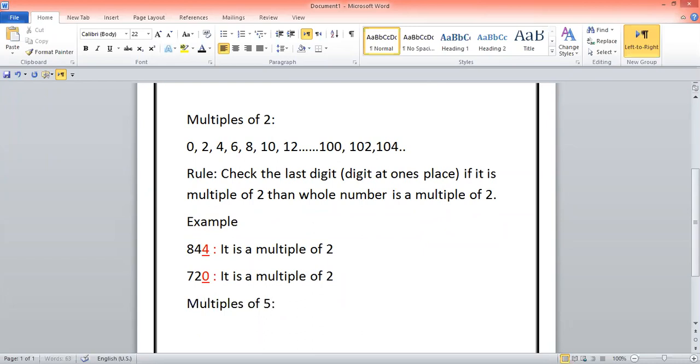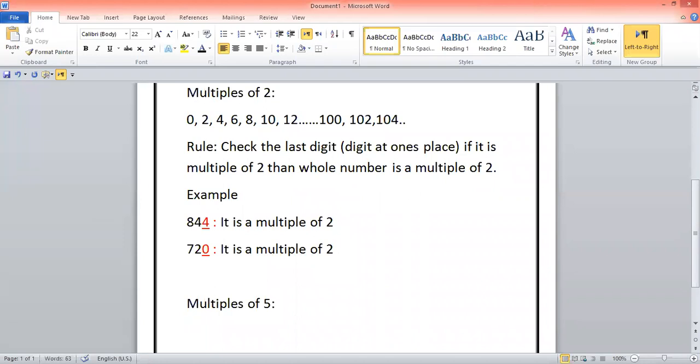This is multiple of 5. Okay. Multiples of 5 are 0, 5, 10, 20, 25, 30, 35, 40, and so on. And then I write 100, 105, 110, and so on. Yes, guys, these are multiples of 5.